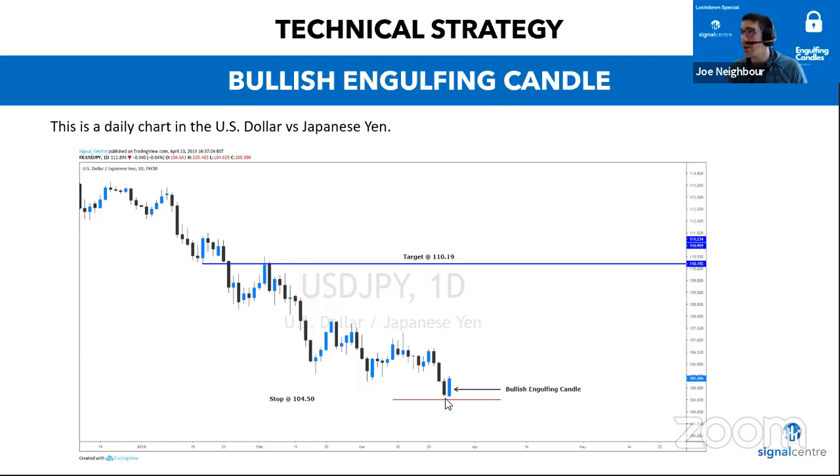So we've put a target here of 110.19. That's where we've identified some potential resistance. So from a risk reward perspective, if we're taking a long on the close of that bar on the daily candle, placing a stop loss there at 104.50 and targeting a move all the way up here to 110.19, you can see the risk level is obviously from the high of that candle down to the stop, and the reward level is from the high of that candle all the way up there. So the risk reward is very favorable in that instance.